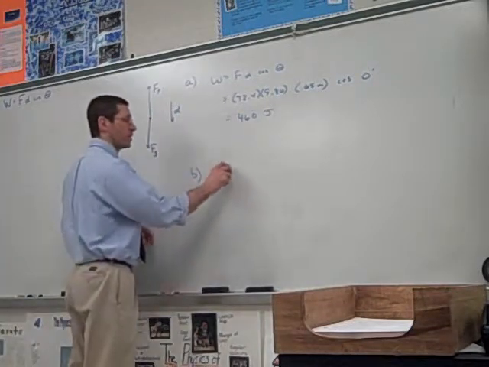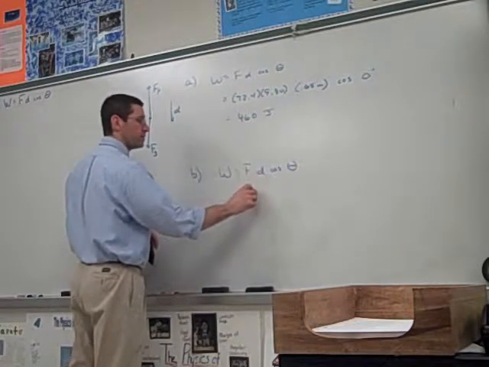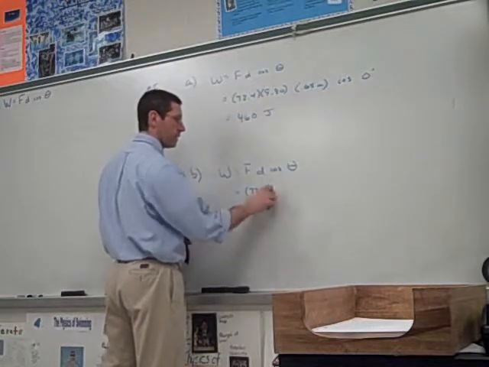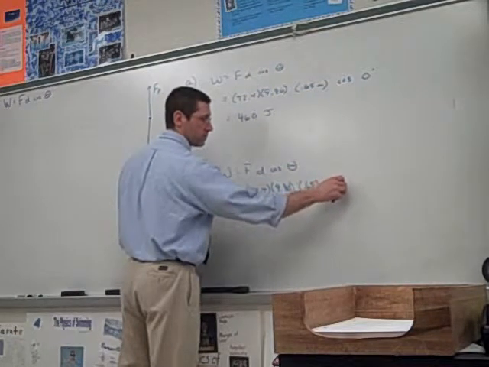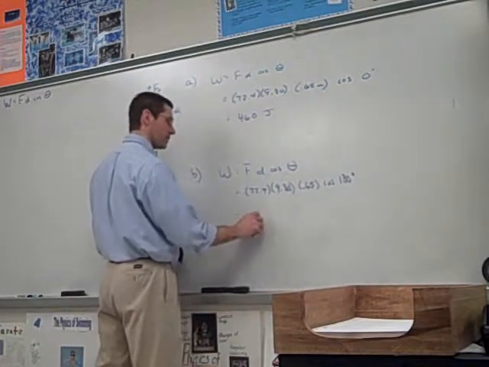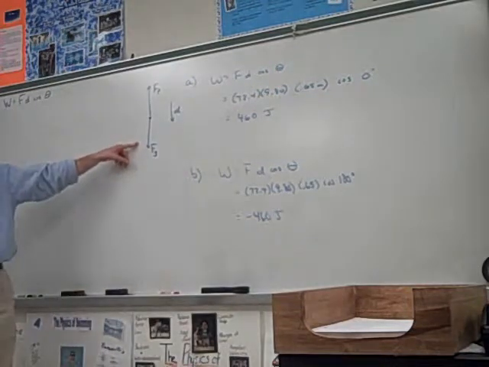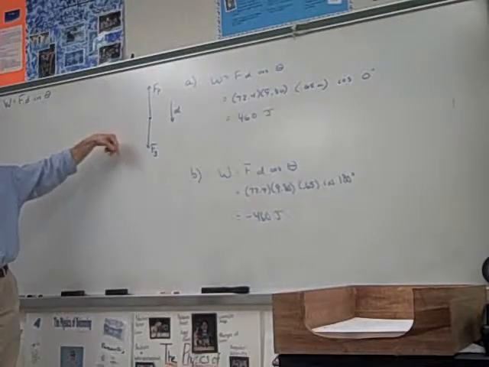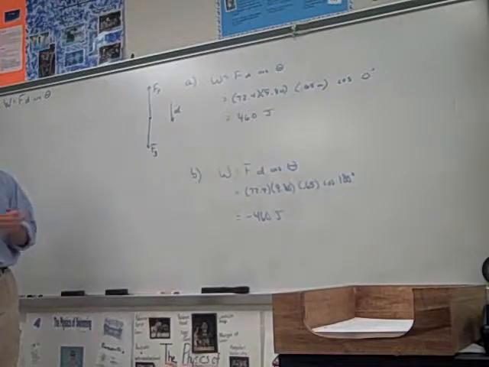So now the work is still F d cosine theta. But now, what's the angle? Right, 180. So on the way down, he's actually doing negative work. Right, negative 460. Now gravity's also applied to the barbell, so it's also doing work. While he's doing positive work, what's gravity doing? Negative work. While he's doing negative work, gravity's doing positive work. The net work is 0, so the speed's not changing.